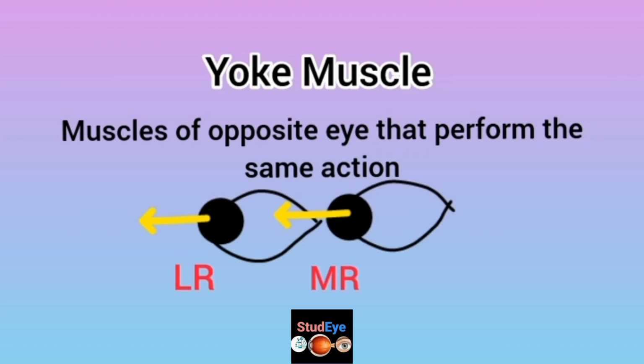In this picture you can see the eyes moving in the right gaze. In the right gaze, the right eye will abduct while the left eye will adduct, right? So here two opposite muscles are activated in order to perform a single function, that is to see in the right gaze. This type of muscles, which are in opposite eyes and perform the same action, that is moving the eyes into the same gaze, are the yoke muscles. Here, the right eye lateral rectus and the left eye medial rectus are collectively the yoke muscles, and the other name for yoke muscle is contralateral synergist.